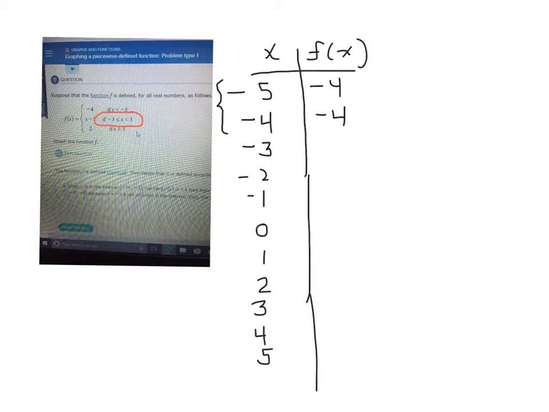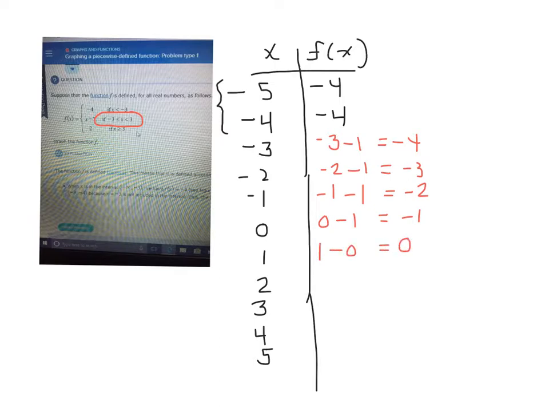to +3, we have to use that second rule, which says that you take x minus 1. So for -3, we'd take -3 minus 1, which is -4. For -2, we'd take -2 minus 1, which is -3. For -1, we'd take -1 minus 1, which is -2. For 0, we'd take 0 minus 1, which is -1. For 1, still in the interval from -3 to 3, we'd take 1 minus 1, which is 0.